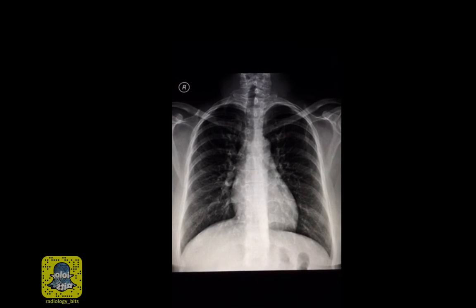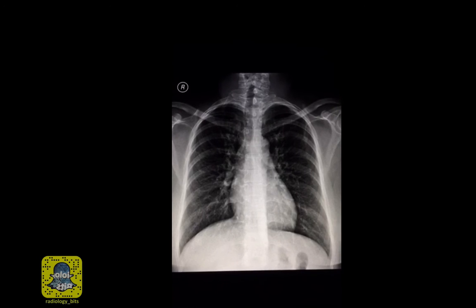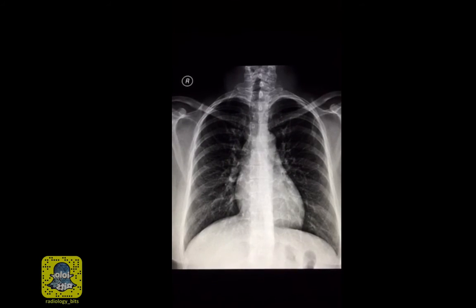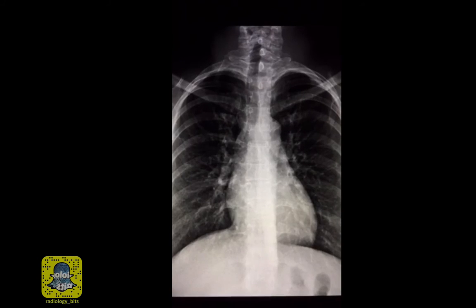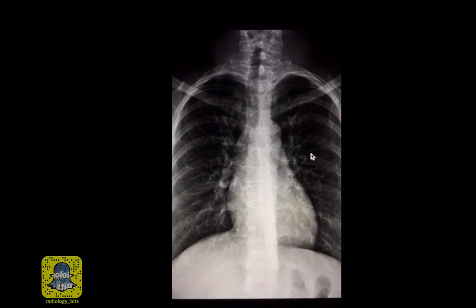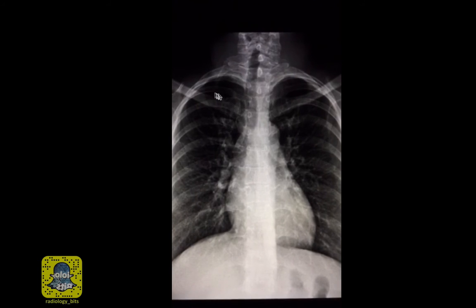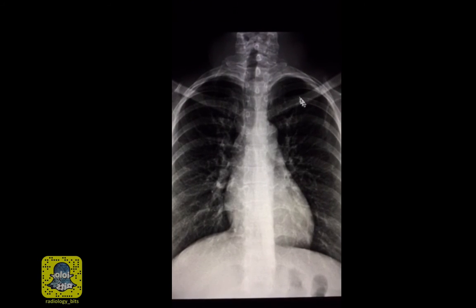Welcome again. This is a chest x-ray on an adult female patient. The chest x-ray was performed for a job application, and the patient was asymptomatic. Do you see anything? Let's concentrate on this region here where the finding is present.